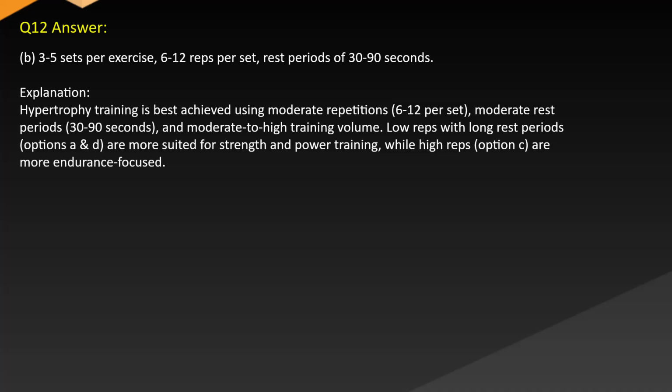Low reps with long rest periods, options B and D, are more suited for strength and power training, while high reps, option C, are more endurance focused.